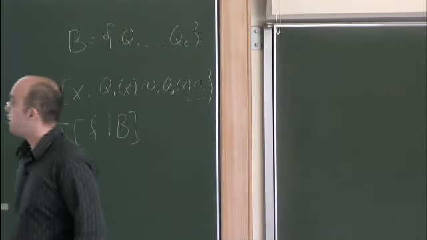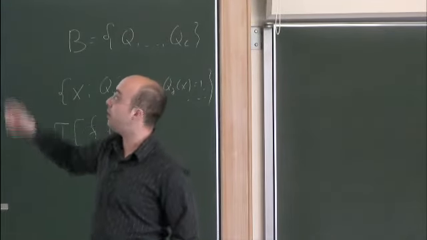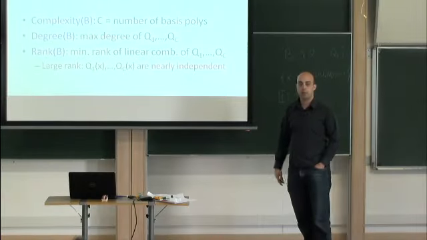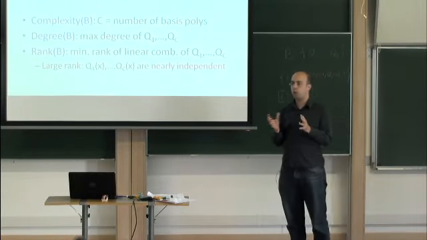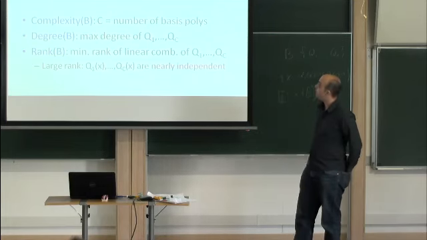And some definitions: the complexity of a polynomial factor is just the number of polynomials you need to write in the basis here. The degree is just the maximal degree of a polynomial appearing here. And the rank is just another way of saying this polynomial factor looks random enough. So formally, it's the minimal rank of some linear combination of these polynomials.